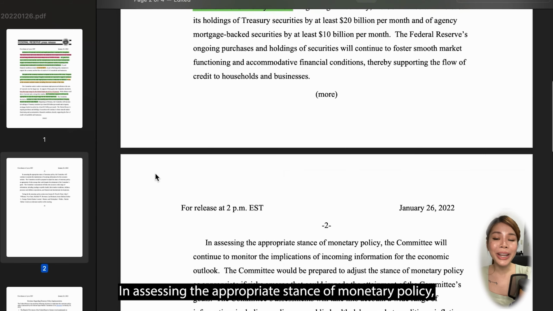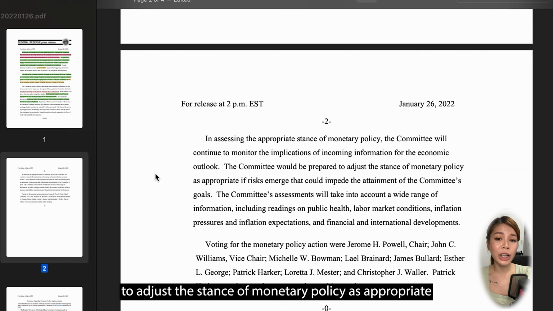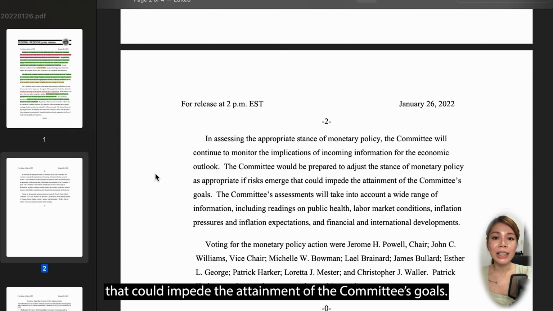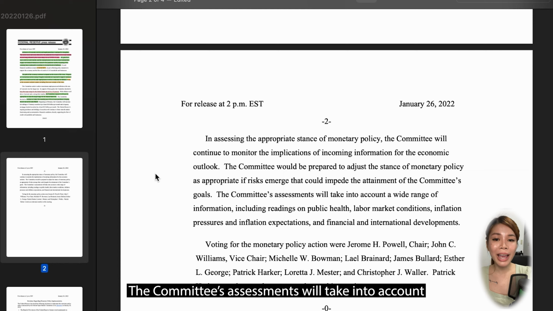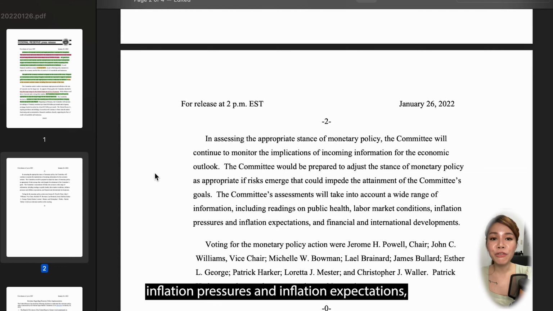In assessing the appropriate stance of the monetary policy, the committee will continue to monitor the implications of incoming information for the economic outlook. The committee would be prepared to adjust the stance of the monetary policy as appropriate if risks emerge that could impede the attainment of the committee's goals. The committee's assessment will take into account a wide range of information, including readings on public health, labor market conditions, inflation pressures and inflation expectations, and financial and international developments.